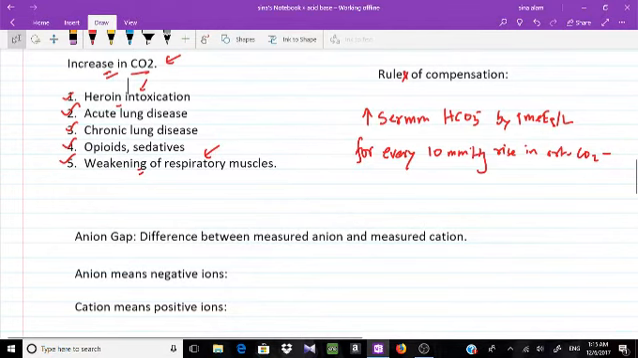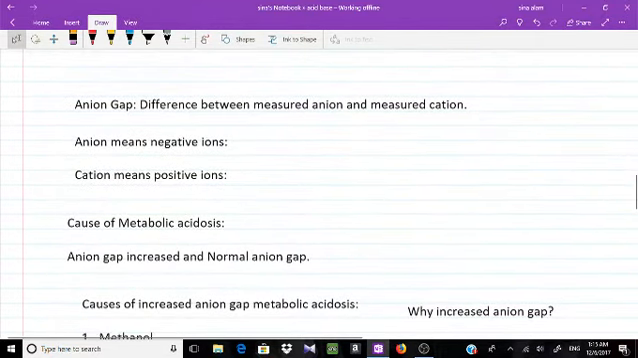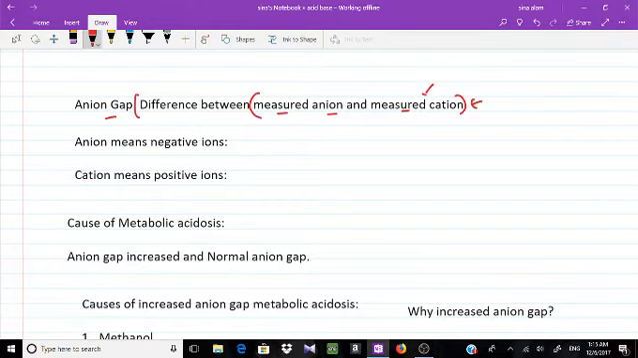Depends on the situation. Now, before going to the metabolic alkalosis, I want to discuss the anion gap, and this is our favorite. We love it, right? What is the anion gap? Anion gap is the difference between measured anion and the measured cation. This is very important: measured anion and measured cation.